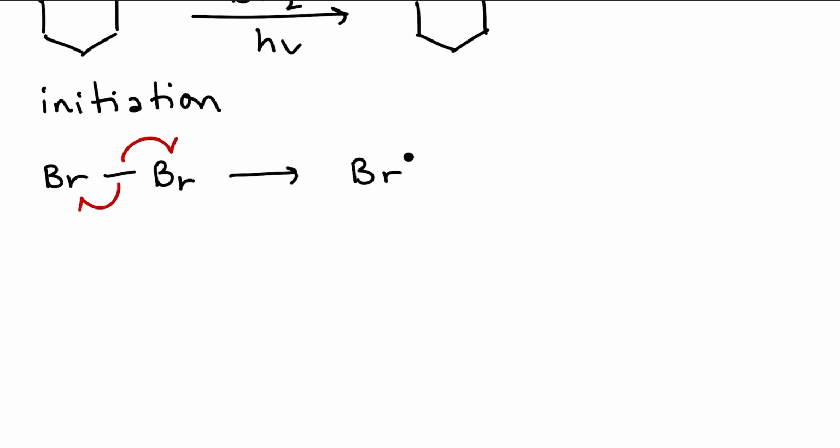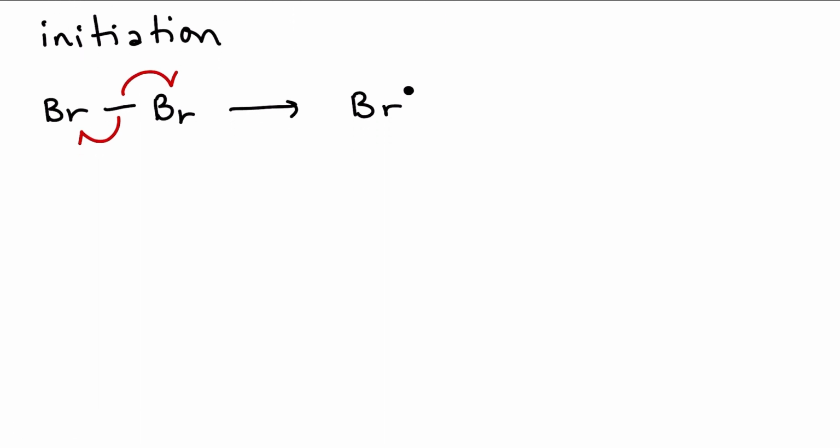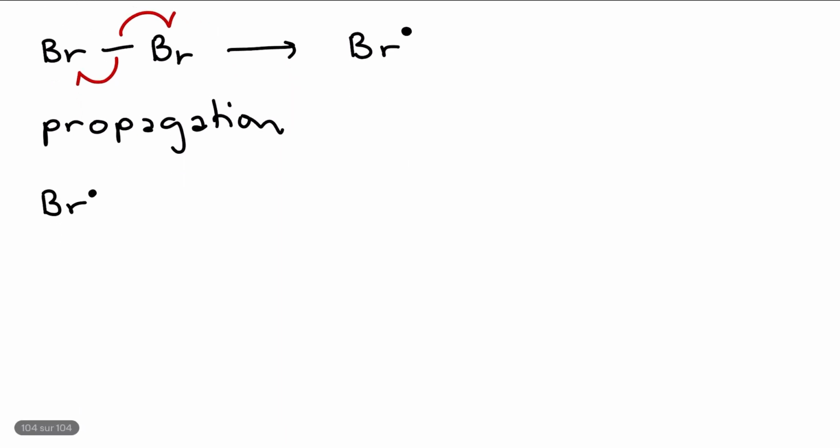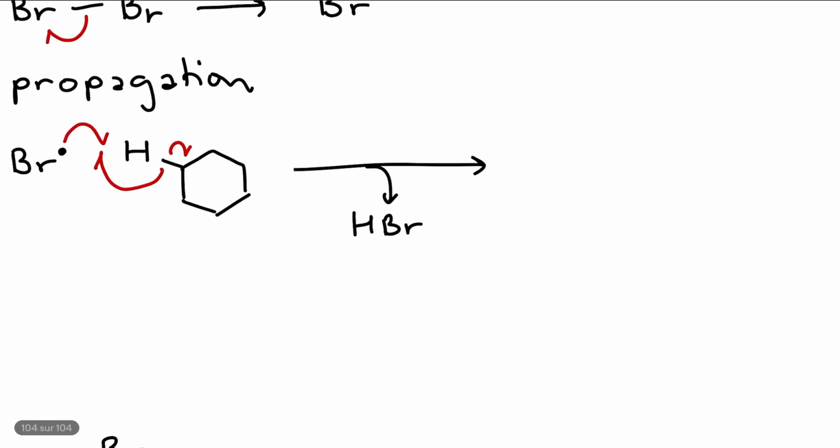Then what's going to happen next is that the propagation step will follow, whereby your bromine radical and your starting material, the bromine will grab one of the protons this way, and then you will get a radical on the alkane right here.